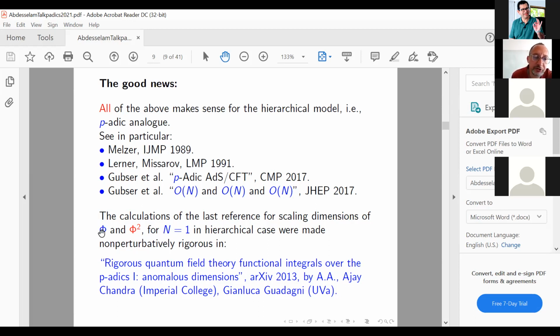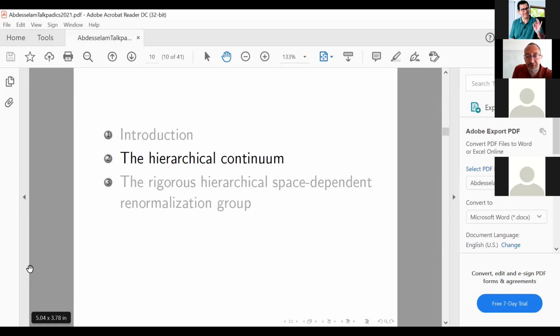So we rigorously constructed this. I mean, we didn't prove it's a CFT, but we removed all the cutoffs. We constructed the field phi, but most importantly, and that's really the new result, we constructed the square, and also obtained results about the scaling dimensions, which were also predicted by Gubser et al., but we proved this rigorously in our paper. All right, so this is for the introduction.